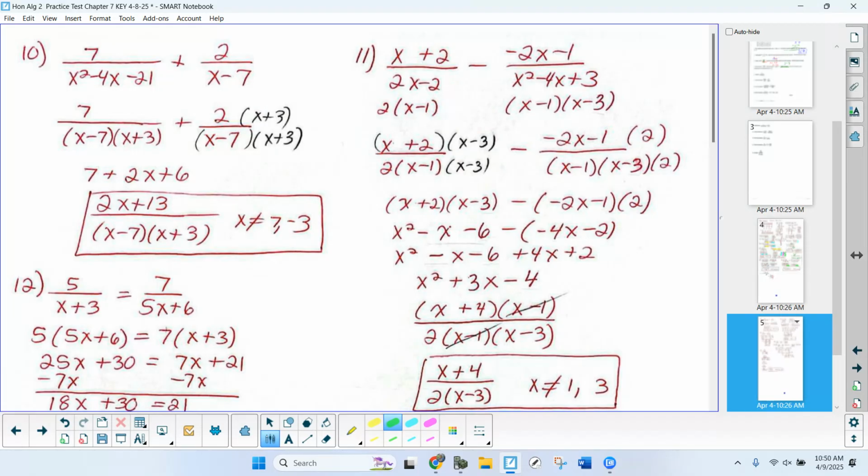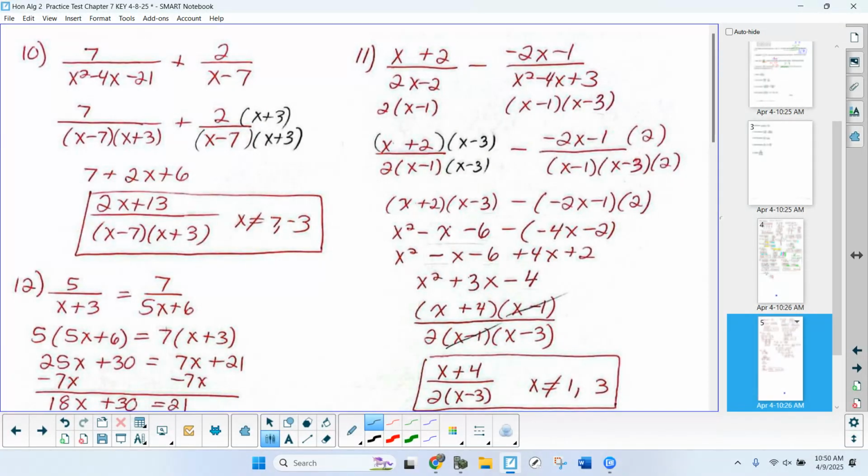All right, so I said, okay, I'm going to factor the denominator here. I get x minus 7, x plus 3, so I said this one's missing x plus 3. I distributed to get 2x plus 6, and I combined my numerator. I could not factor and cancel anything. I put it over my denominator. I'm done. x cannot be 7 or negative 3.